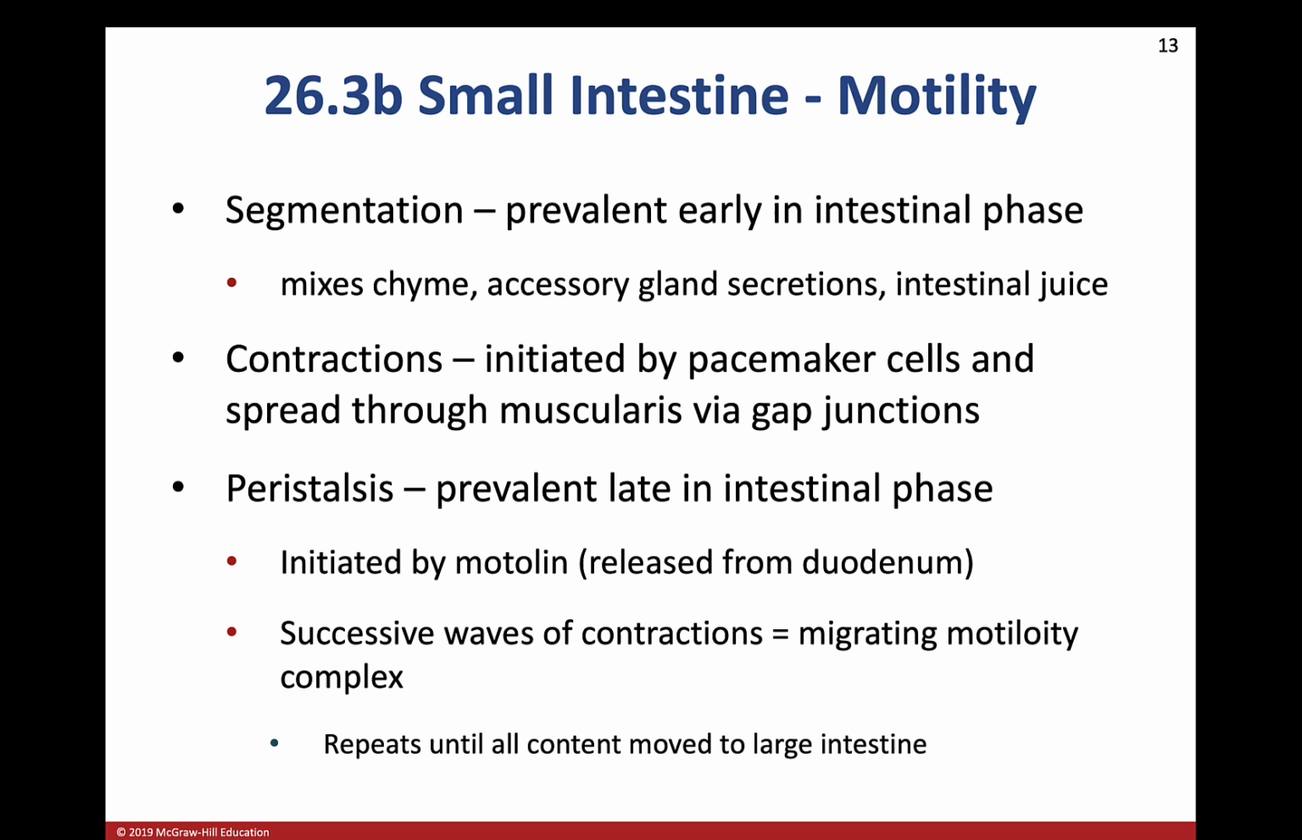Peristalsis, this is going to be most prevalent in late parts of the intestinal phase. It is going to be initiated by the hormone motilin, and this is actually going to be released from the duodenum of the small intestine. This hormone results in successive waves of contractions, and you have this basically migrating motility complex. And this movement will continue until all contents have made their way into the large intestine.